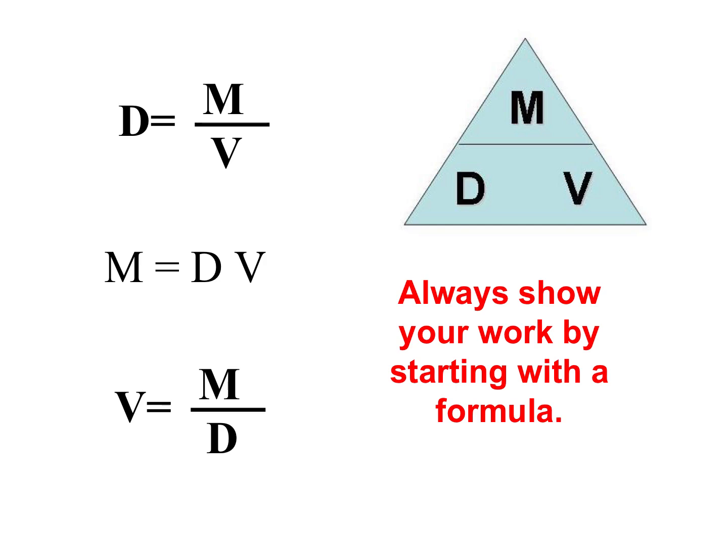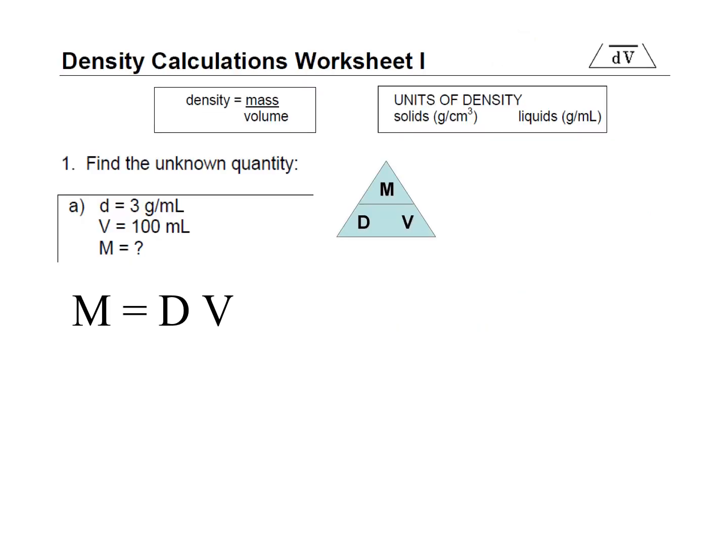So we always start by showing our work with the formula. So let's take a look at the boxes there at the top of your page. It starts with giving you a 1A, B, and C from left to right. And they're just asking you then to find the unknown quantity. They also have some great hints. The triangle is there, and then there's some information here about what units of density look like.